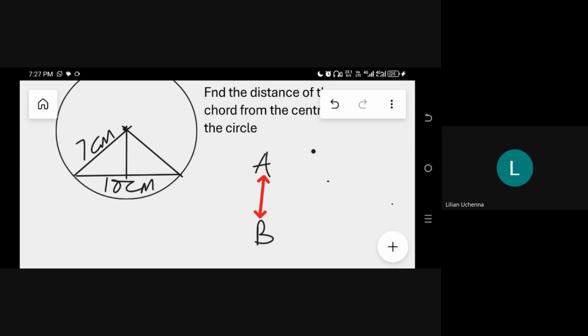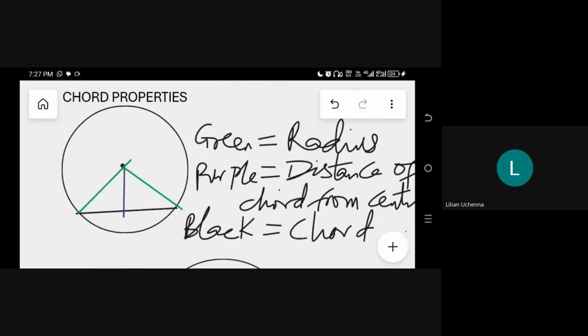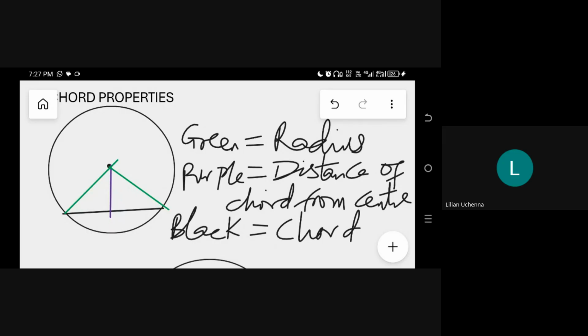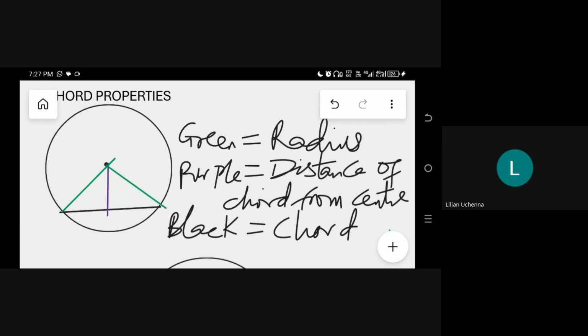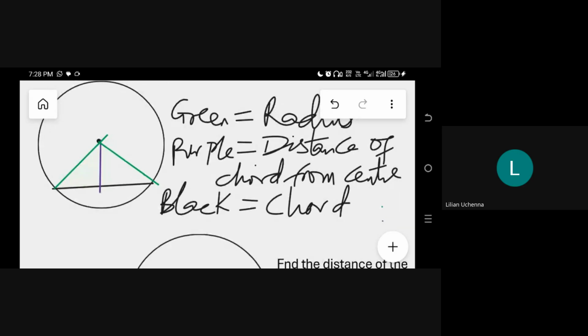So, like I have said before, the radius is this one here. Look at the radius of the circle. The green lines is the radius. The purple line: when they say distance of the chord from the center of the circle, you can see the center of the circle at the top. You can see the chord at the bottom, the horizontal line. So if you're looking for that distance, that is a vertical line you see there from the top to the bottom. Then when they say length of the chord, that's the horizontal line there. The length of the chord, that's the black line.